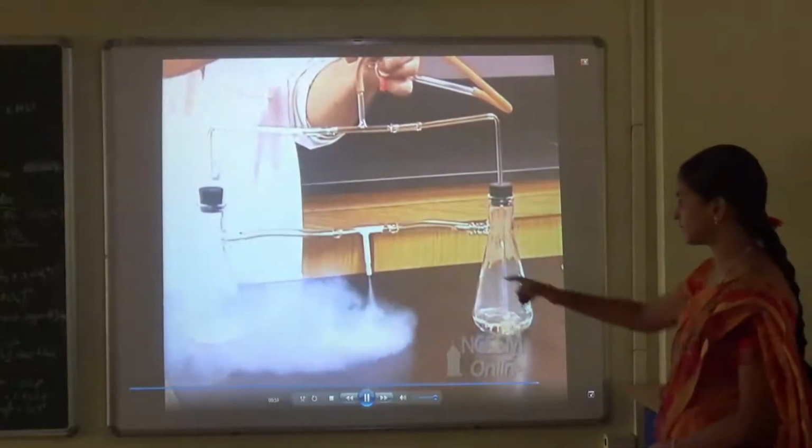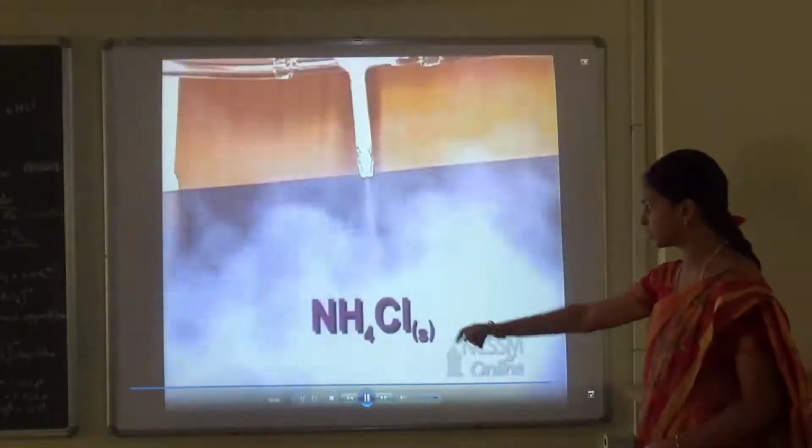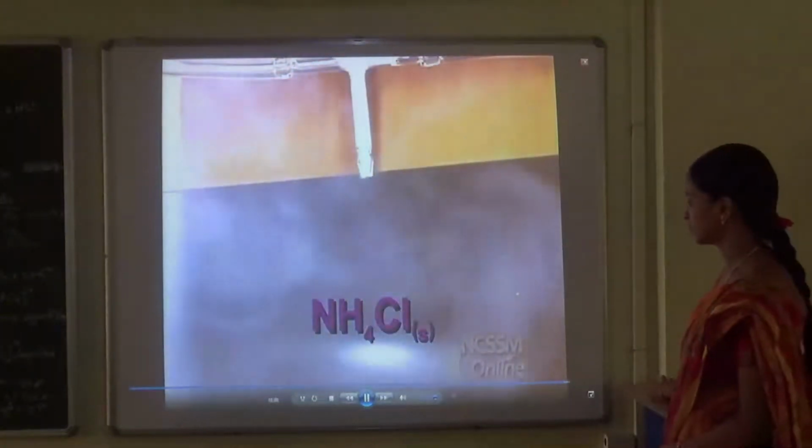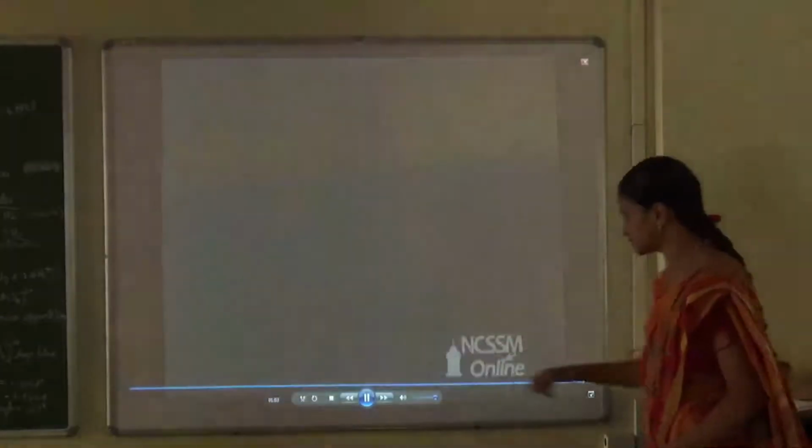So when both react, it produces ammonium chloride. We can see it in solid state.